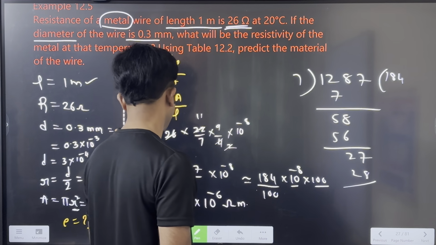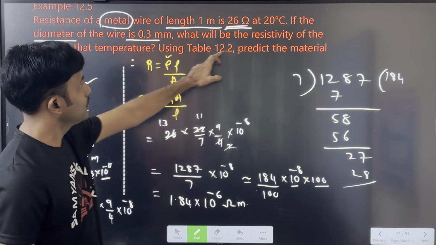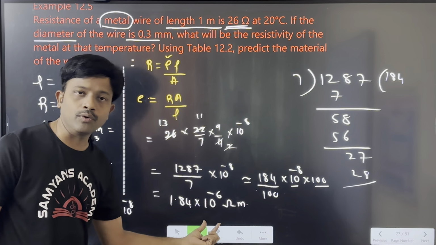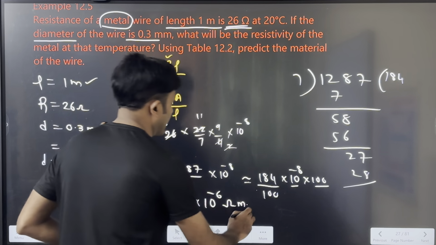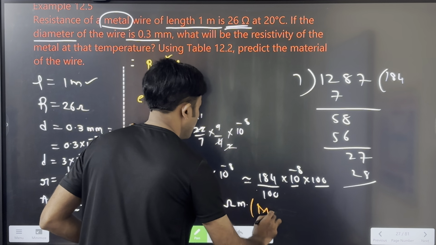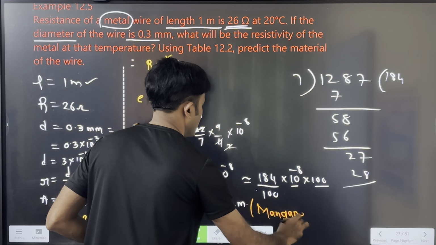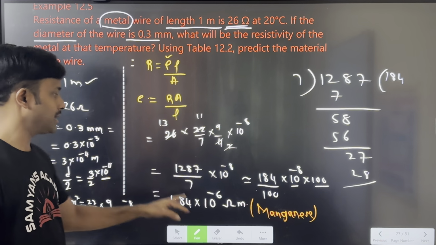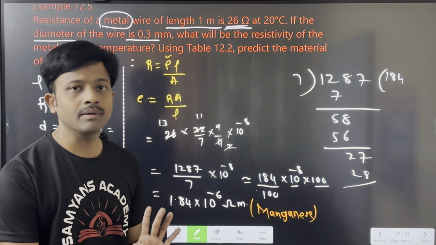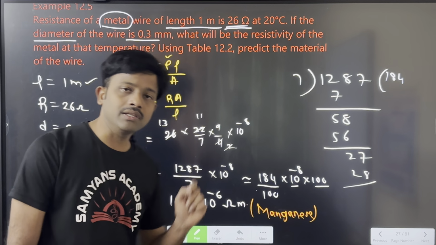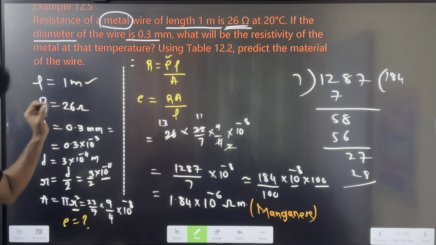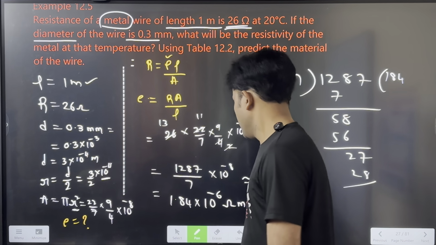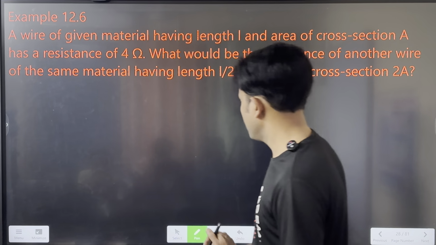Now using table 12.2 we predict the material, and this resistivity value is matching with manganese. By seeing that table we can confirm that 1.84 into 10 power minus 6 ohm meter is matching with the manganese material. Is it clear? So in this way you have to solve this question. It is very important, many times in the board exam they have asked. Next question.